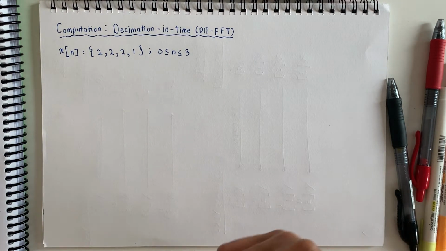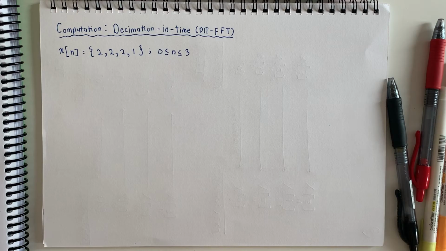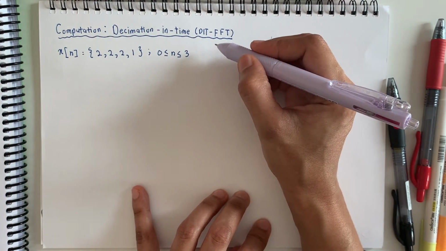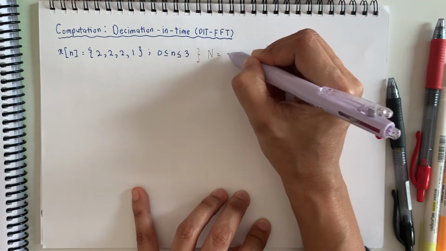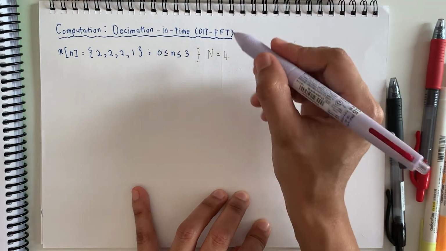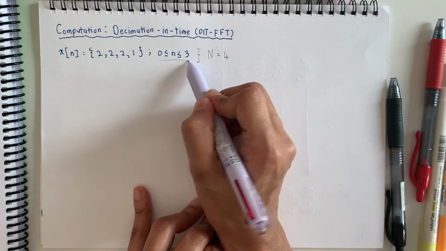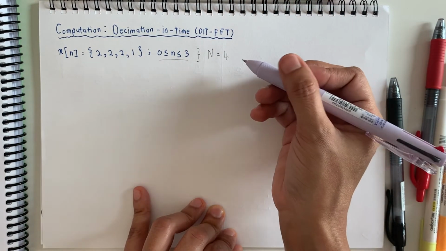Alright, if you read through the question, we have the input signal Sn, and the value of Sn is 2, 2, 2, 1, and the range is from 0 to 3. First, when you get the question, you have to identify the capital N value. From this question, you know that your capital N value is 4. Again, how to know your capital N value is 4? It is from the range. We have 0, 1, 2, 3, so we have N equal to 4.